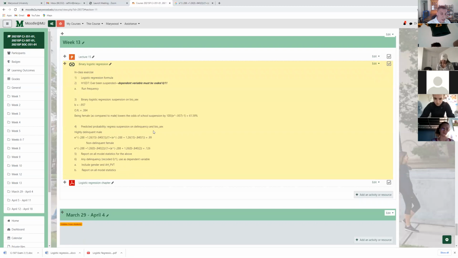We will also be able to do what's called predicted probability, given certain settings on your variables, given that you're female and non-delinquent, or male and highly delinquent. What is the predicted probability of being suspended from school? So we'll do all those things. Okay, so let's first run the binary logistic regression.